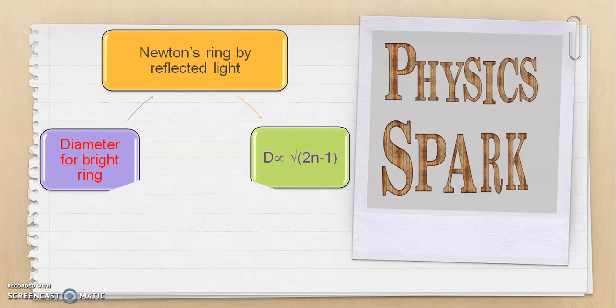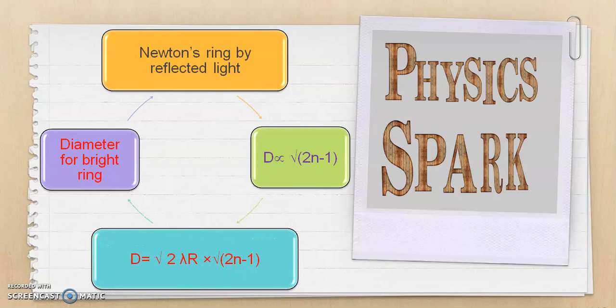Now there are two methods by which Newton's rings are formed. First is Newton's rings by reflected light. Here we will discuss only the diameter of the bright ring and the dark ring. For details, you have to check the description box and click on the link given in the description box for more details.